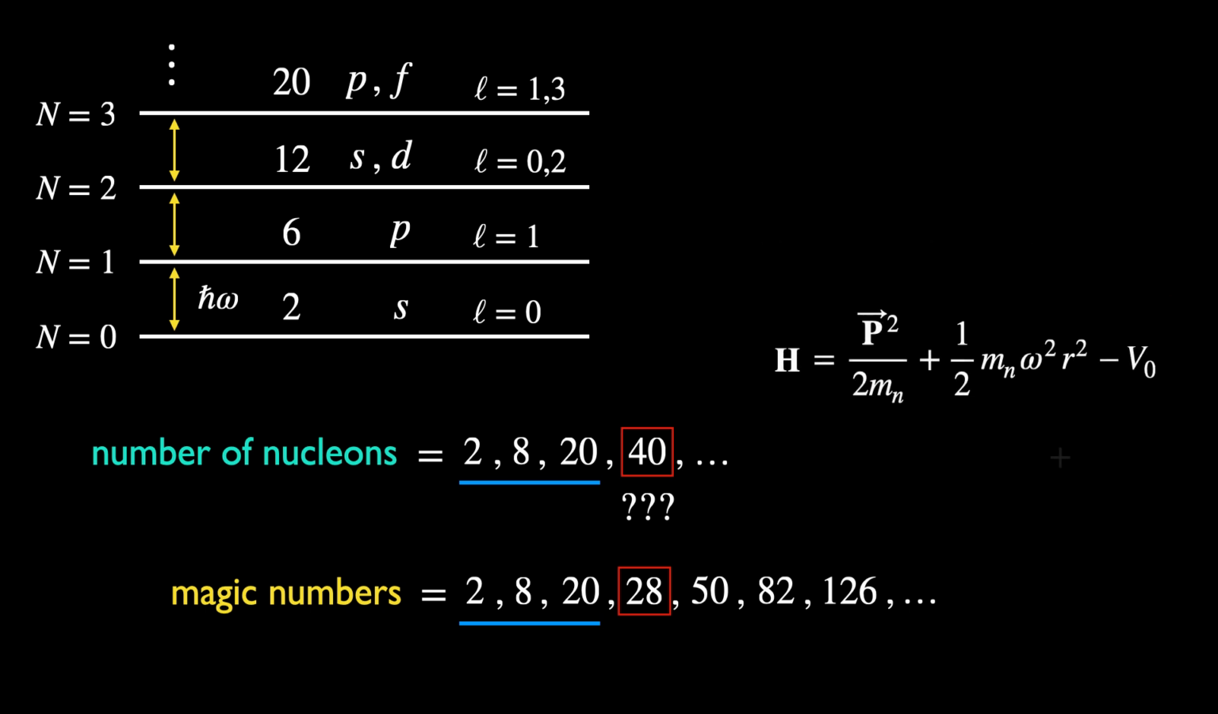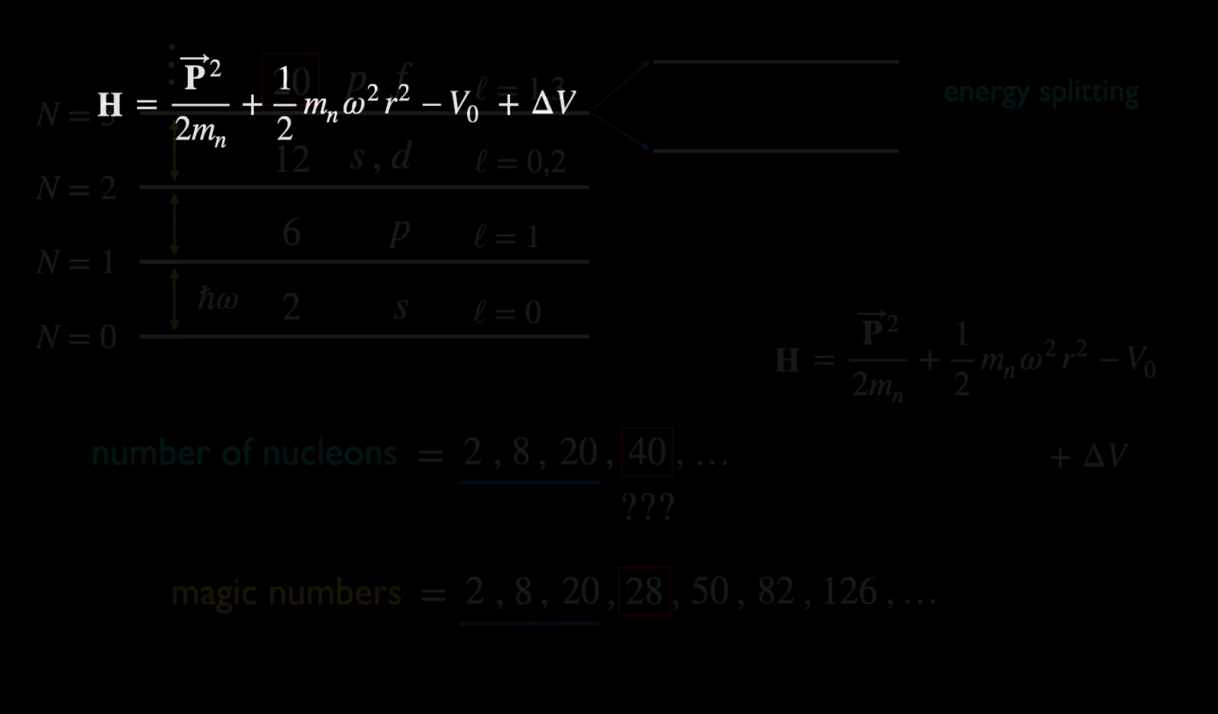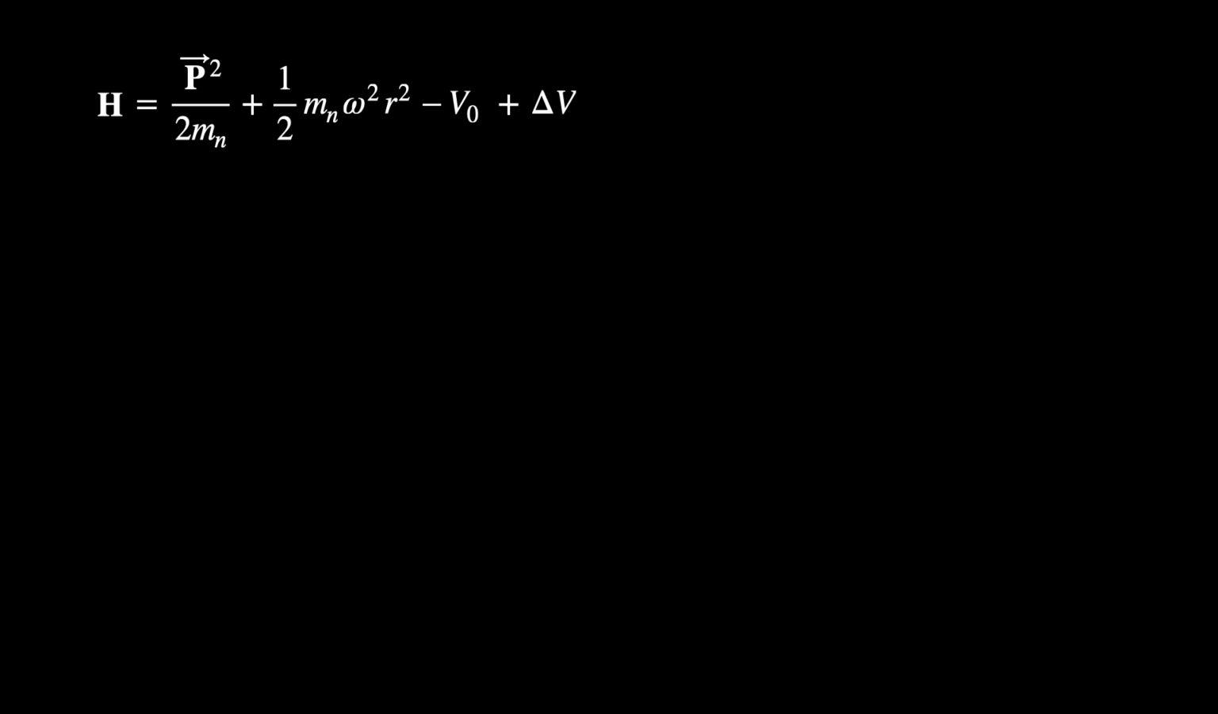Let's add an extra interaction to our Hamiltonian. What we hope is to split the fourth shell into two shells, with the lower shell as the new fourth level. We would like to introduce a modification to our nuclear potential that will preserve the rotational symmetry of our system. An obvious choice would be to import directly from what we use for atomic systems.